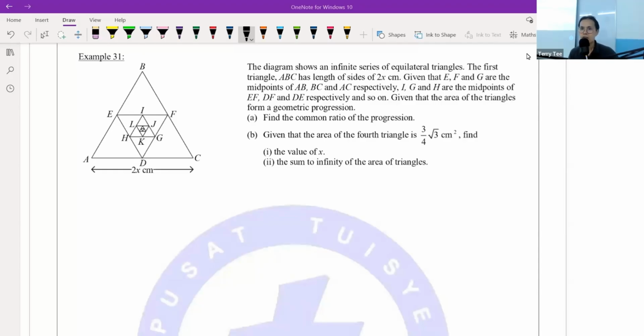Come, let's discuss. Okay. Diagram shows an infinite series of equilateral triangles. The first triangle ABC has length of side of 2x. Given that E, F, G are the midpoints of AB, BC, and AC respectively, and H, I, J are the midpoints of EF, DF, and DE respectively. Areas of the triangles form a geometric progression. Find the common ratio. Okay, so I know it'll be hard for you to see this.